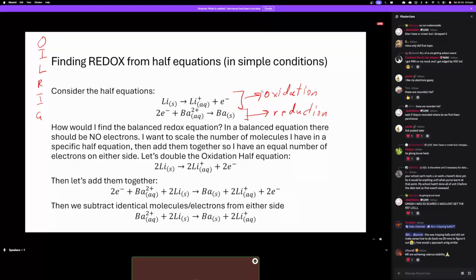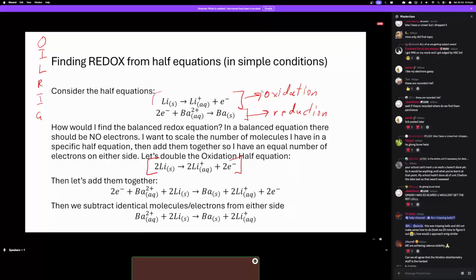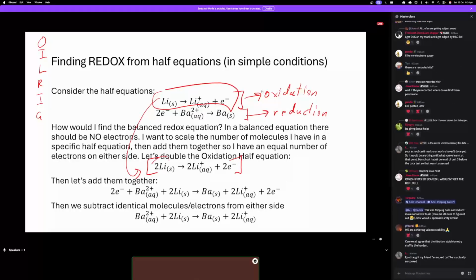So the way we do it is we want to add the two equations together, and then we want to cancel out all the common terms. So we want to get rid of electrons specifically. We don't want any electrons in our reaction when we add them together. So I'm going to take this first one and double it. So we doubled everything. I have 2 lithium, 2 lithium, 2 electrons, right?